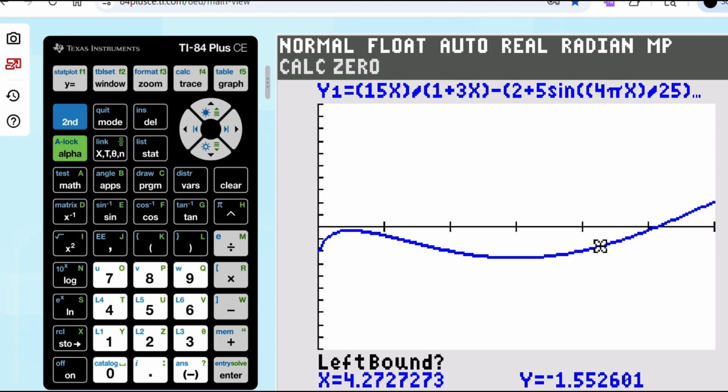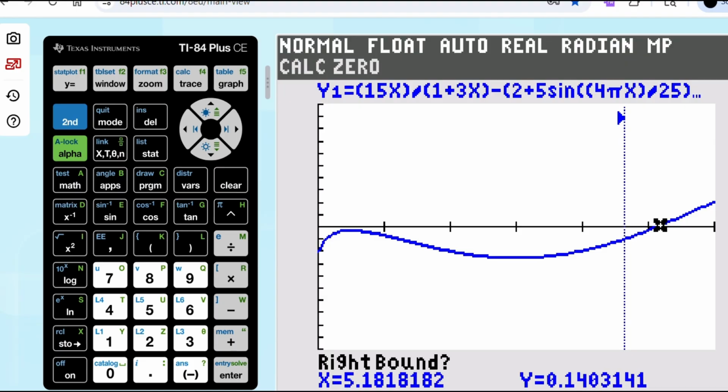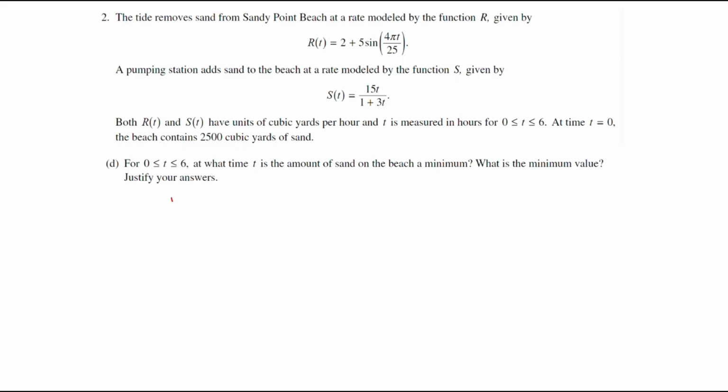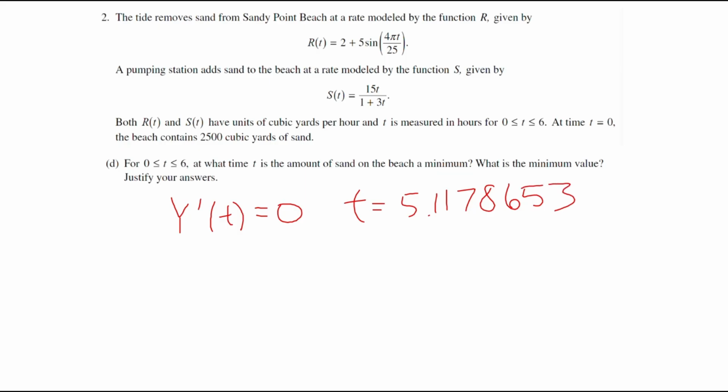So we go over here. We'll get closer, maybe. It doesn't really matter. That's close enough. Hit enter on the left. Hit enter on the right. And hit enter again, and we get 5.1178653. So we'll note that y prime of t is equal to 0 at t equals 5.1178653. So that's where we could have a minimum.